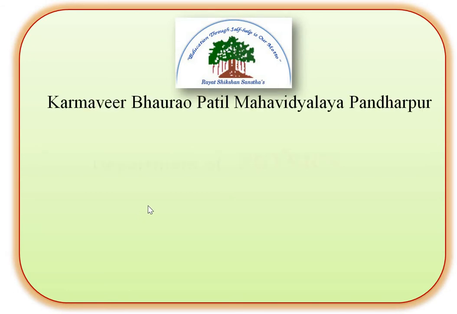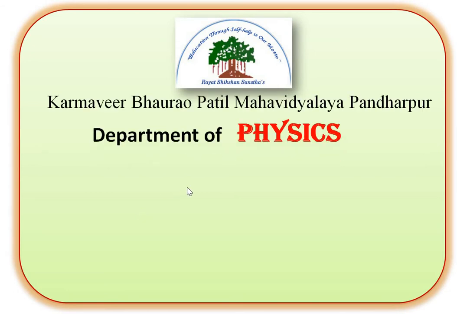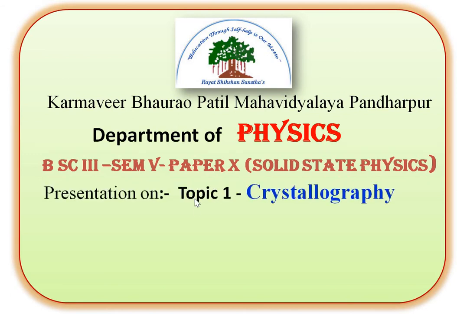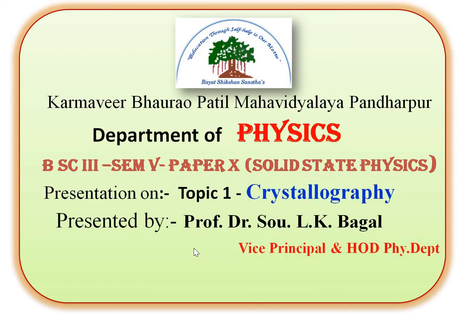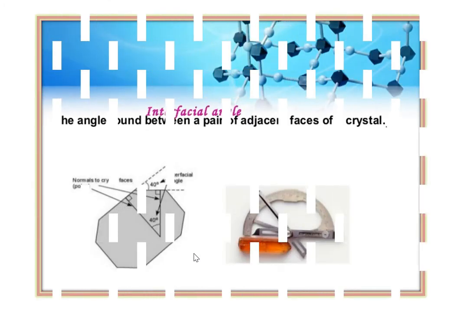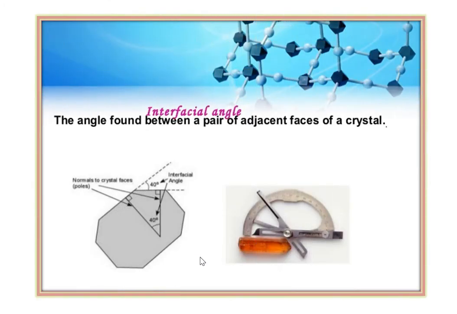Now we have already started the first topic, crystallography. In the previous lecture we saw the introductory part: Bravais lattice and unit cell. In today's second lecture, we will study what the crystal structure is, what the interfacial angles are, and so on. First, the interfacial angle: the angle found between a pair of adjacent faces of a crystal.